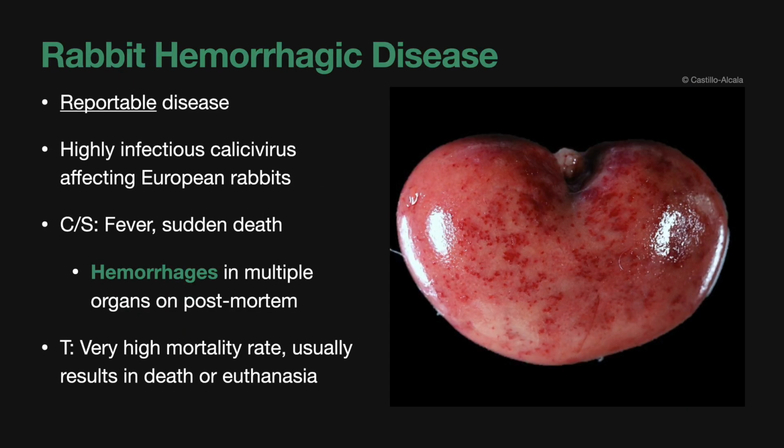Rabbit hemorrhagic disease is a reportable disease caused by a highly infectious calicivirus. It primarily affects European rabbit species. Clinical signs include fever and sudden death, and at postmortem you will see hemorrhages affecting multiple organs. This disease has a very high mortality rate and usually results in death or euthanasia.